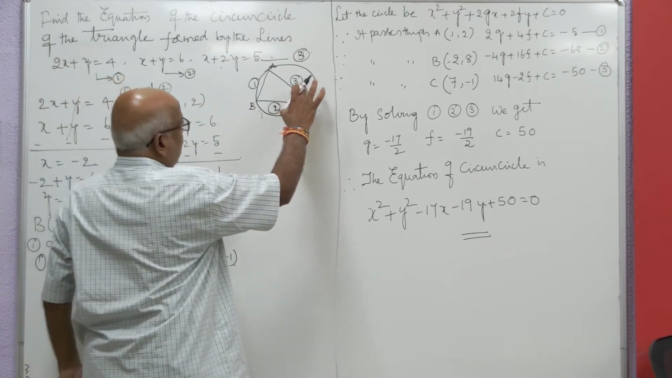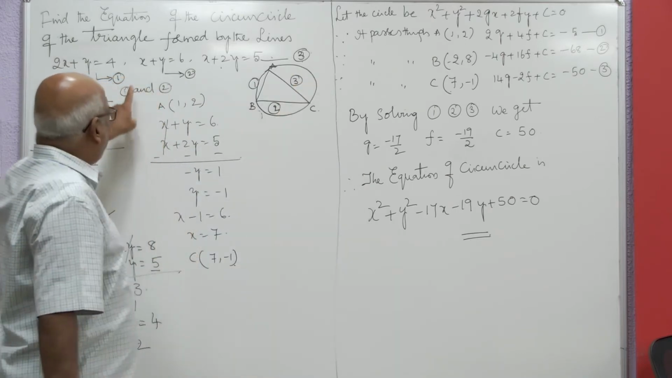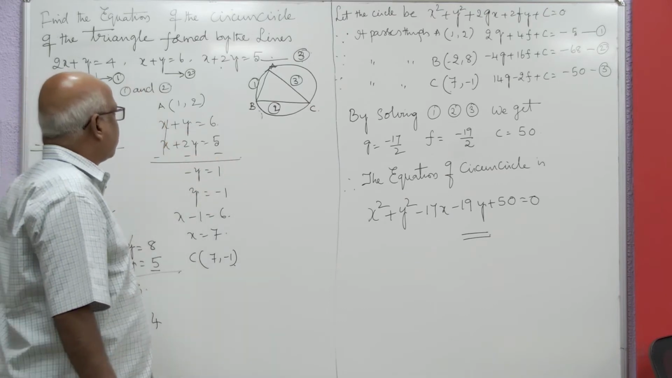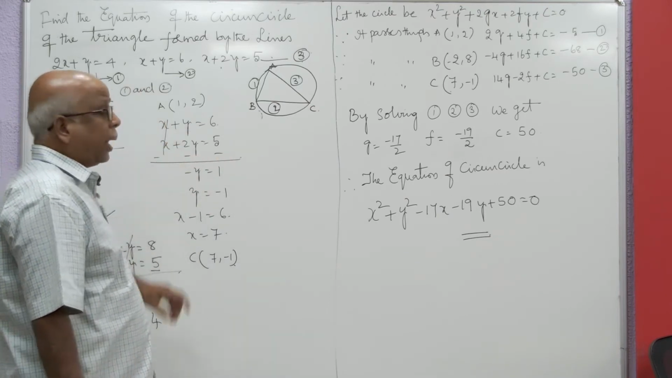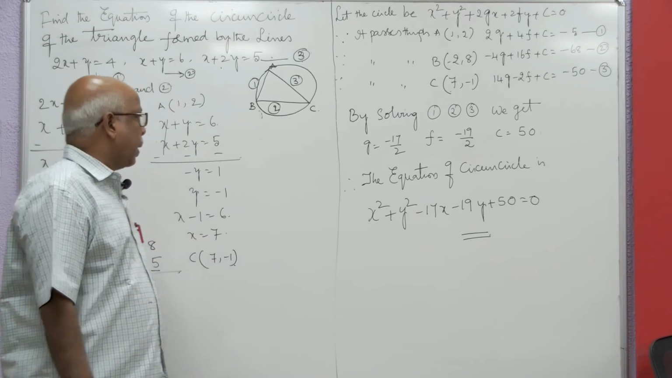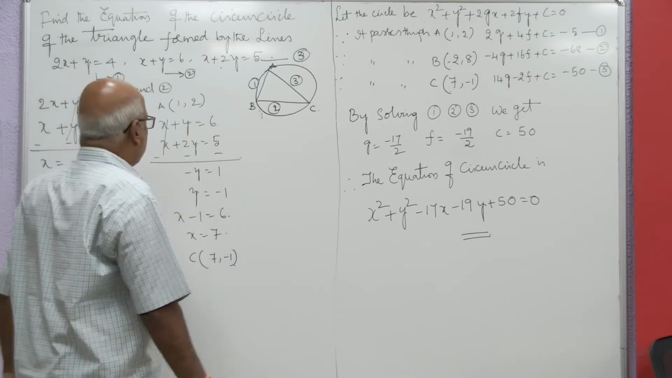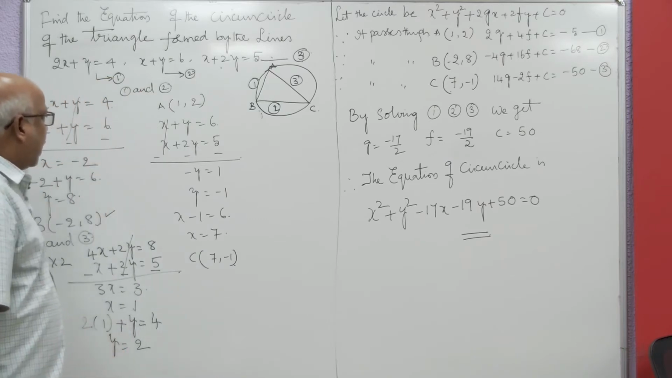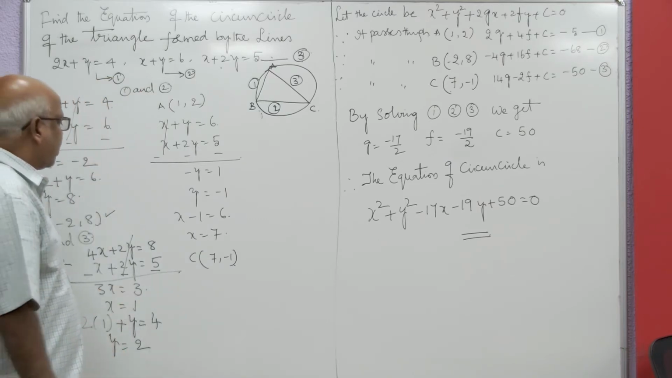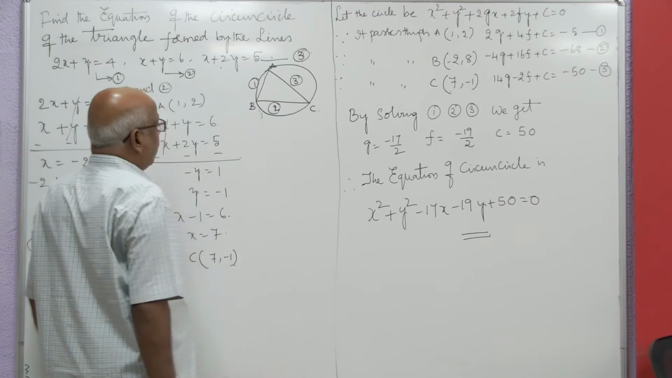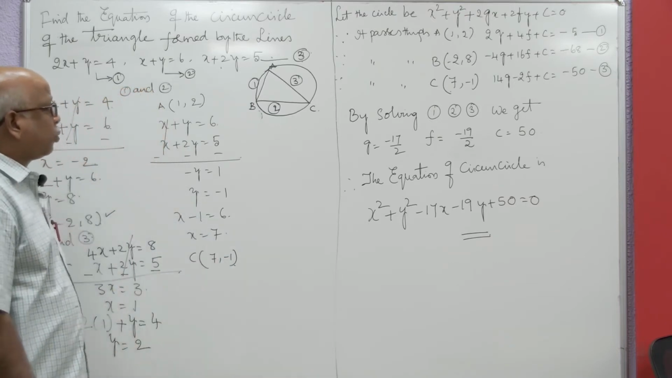So let us take up 2 and 3. Second equation, x plus y equal to 6. Third equation, x plus 2y equal to 5. Subtract: minus y equal to 1, y equal to minus 1. X minus 1 equal to 6, x equal to 7. C value is 7, minus 1.